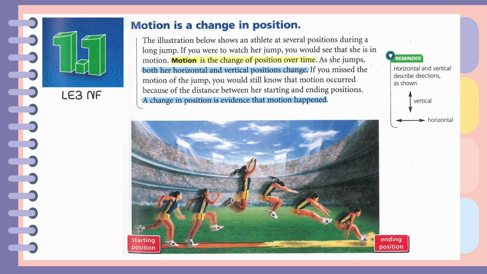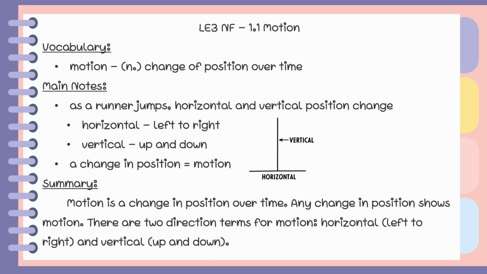Our last example is from the Leaders 3 NF textbook. Once again, if you would like to read this, please pause the video. Once again, we have our vocabulary, which should have been highlighted in yellow. We have our main notes, which should have been highlighted in blue. We have an image to help you understand the information that was in the text, and we have our summary on the bottom. If you would like to read everything on this page, please pause the video.